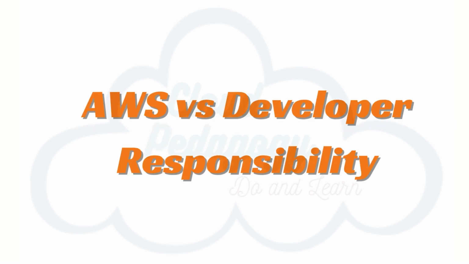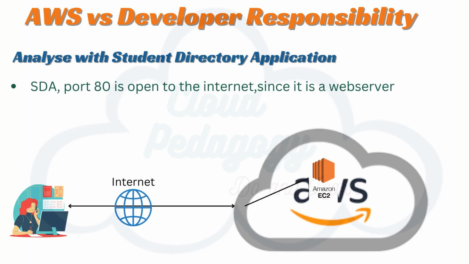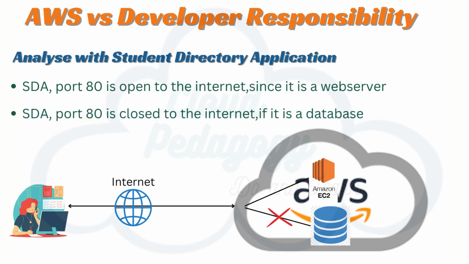Next thing is, what is the responsibility of AWS versus a developer? If you remember our deployment of the student directory application in EC2, we did open port 80. So, should port 80 be open to the internet on my EC2 instance? And the answer to that question is maybe. If that instance is a web server, yes, the port should probably be open. However, if that's an internal server or a database server, then no. You probably don't want to have that configuration.